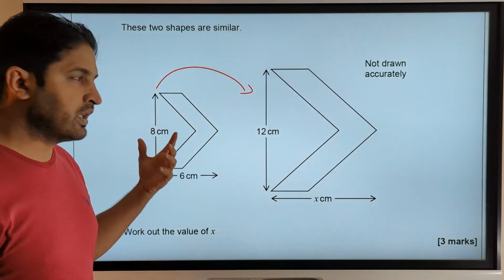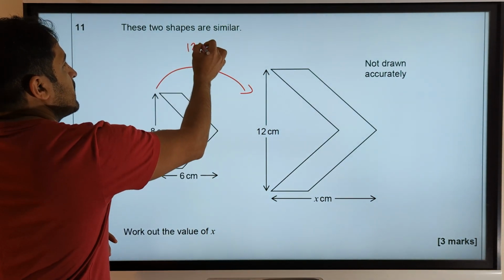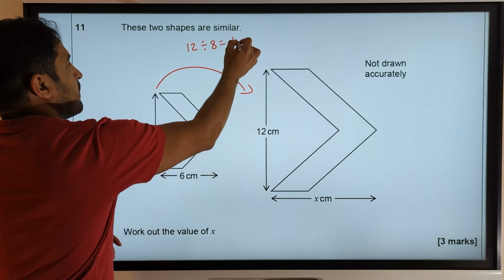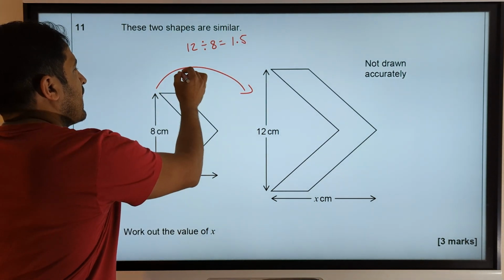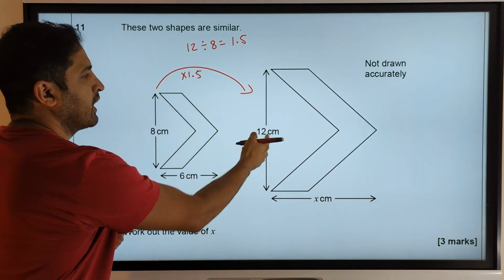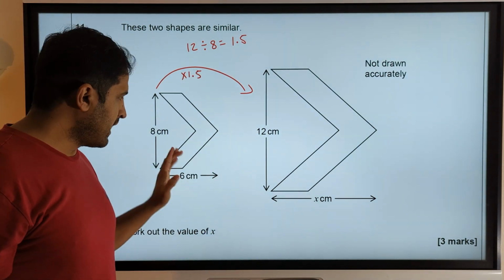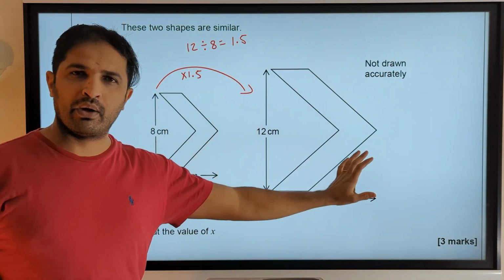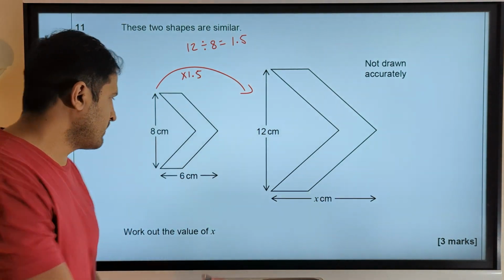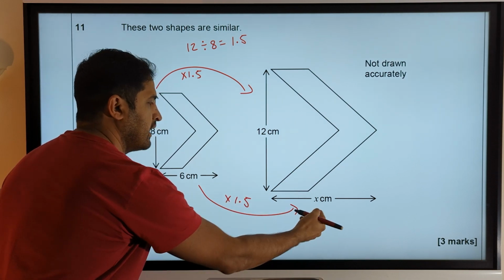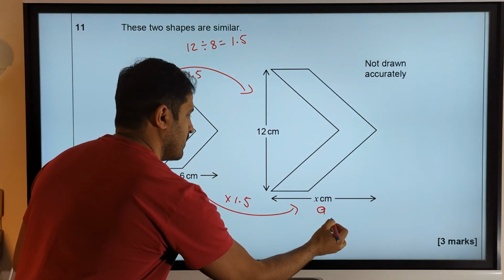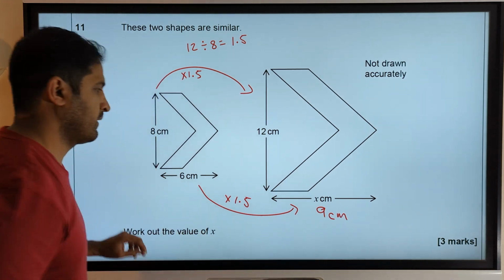Again, you're using calculators, you can do that very quickly. Do 12 divided by 8 and you can work it out. So my scale factor is going to be 1.5. So I'm going to multiply 8 by 1.5 to get to 12. So every single length on here has to be multiplied by 1.5 to get the length on the other shape. So we're going to do the same thing here. Multiply 6 by 1.5 and you get the x, which gives you 9 centimeters.